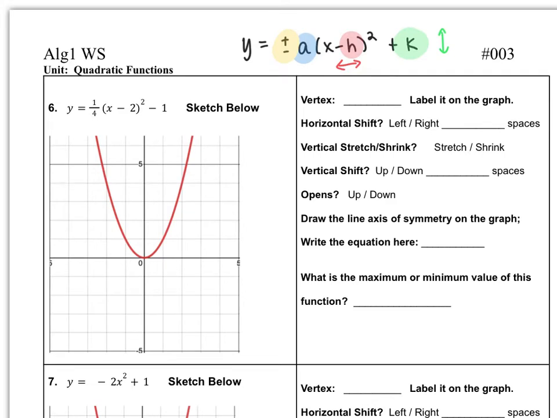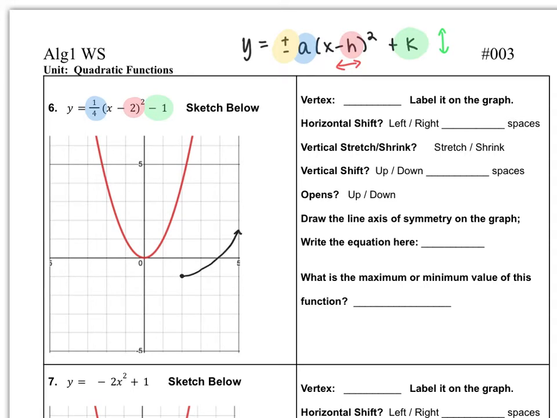So on this example here, I notice that I have a k value of -1, so that's going to shift my parabola down 1 unit. I have an h value of 2, so that's going to shift my parabola right 2 units. And then I have an a value of positive 1/4, and since that's less than 1, it's going to make my parabola wider than the parent. It's still going to face upward. So I'm going to go 2 to the right and down 1. That's going to be my vertex, and then I'm just going to sketch that it's wider.